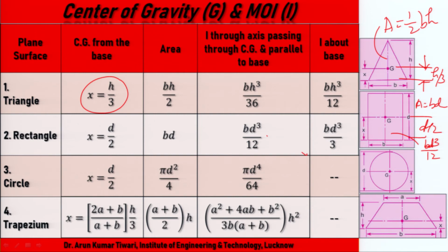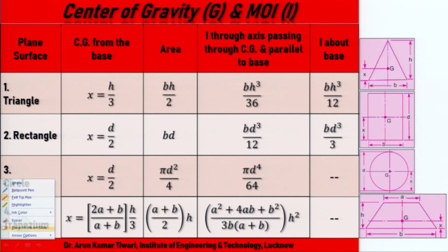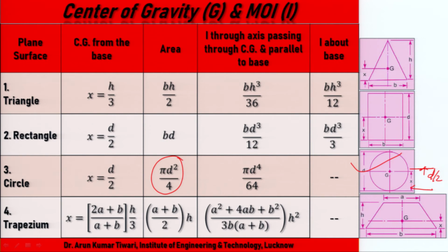Again, in case of the circle, the centroid is at d by 2, and the area is pi by 4 d square. Ixx equal to Iyy equal to pi d power 4 upon 64. So this is very simple; we have taken a few cases.